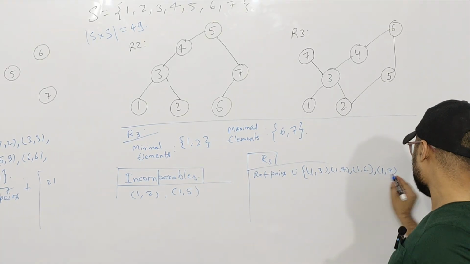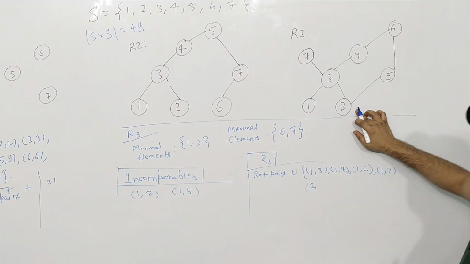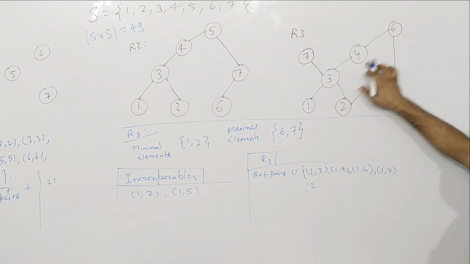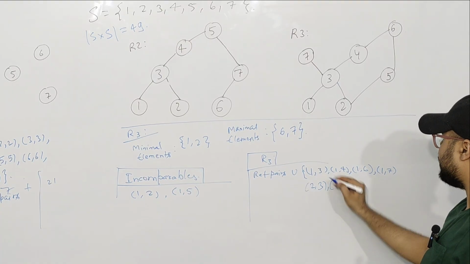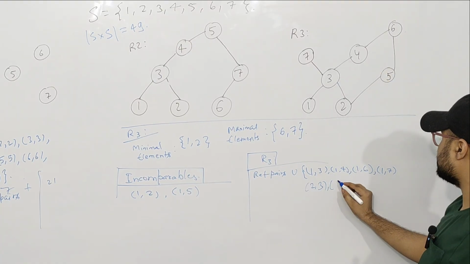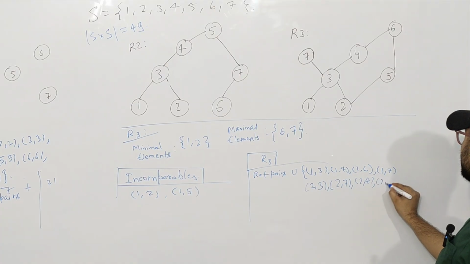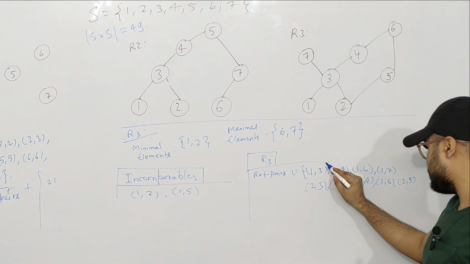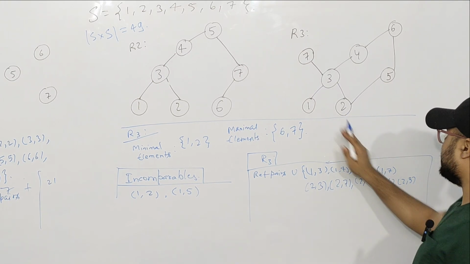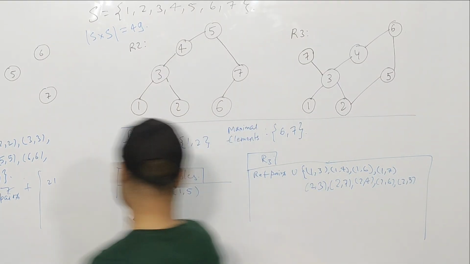Another minimal element is 2. With respect to 2, 5 and 6, 3, 4 and 6 and 7, all of them are in the upward path from 2. So 2 and 3, 2 and 7, 2 and 4, 2 and 6, 2 and 5. And 1 is incomparable, so 1 and 2 is already here.